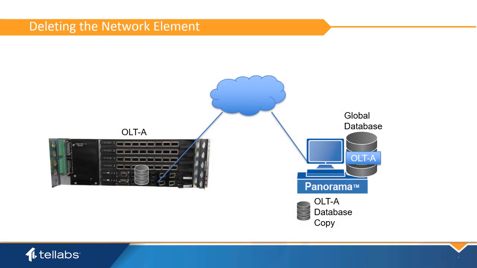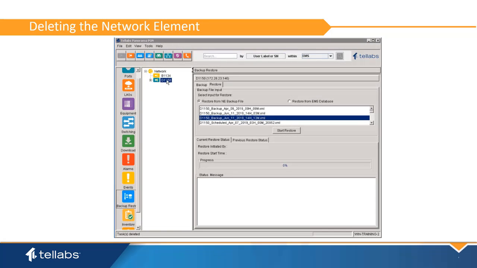The network element only needs to be deleted if the management IP address is being changed. To delete the network element from Panorama, right-click on the network element in the tree view and select Delete. Then confirm the deletion.